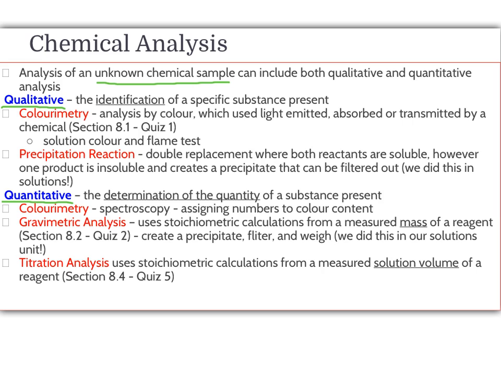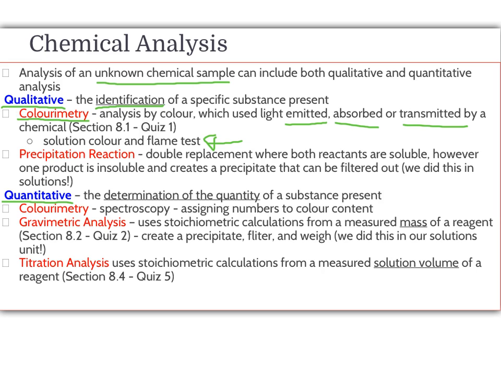If we're doing it qualitatively, it means that we're identifying whether or not the substance is there. There's two main ways that we can qualitatively analyze something. The first way is called colorimetry. Colorimetry means that we're analyzing by color. We can either do that using a solution color test or a flame test, and we'll talk about both of those. In colorimetry, we're talking about either the light that is emitted, absorbed, or transmitted by a chemical.